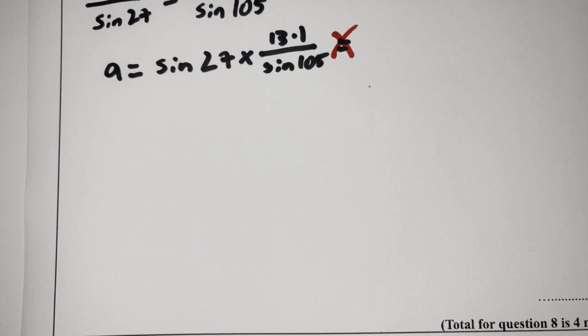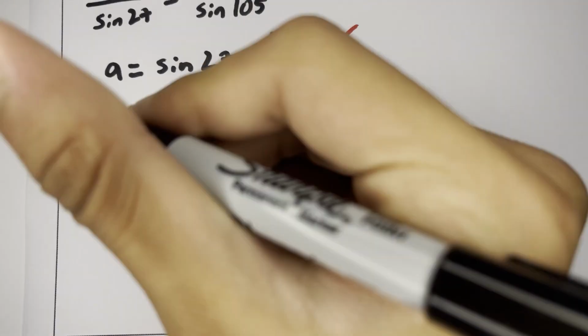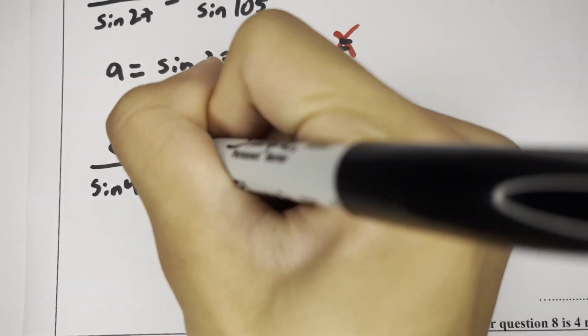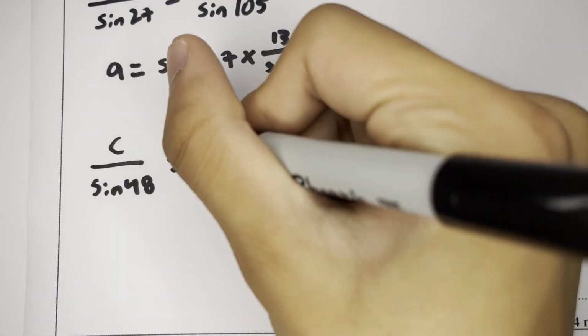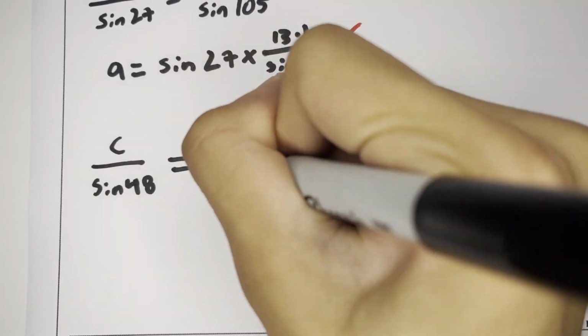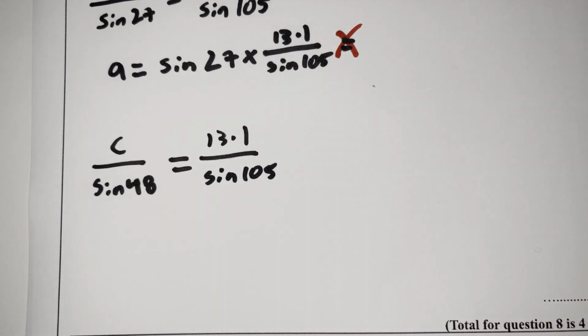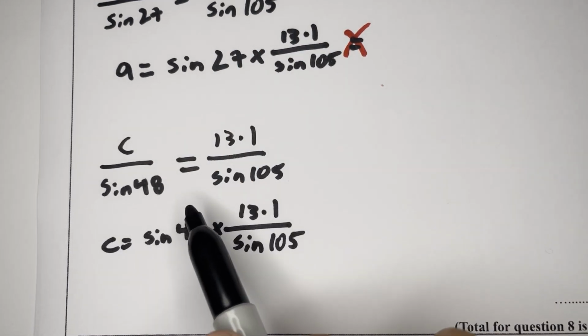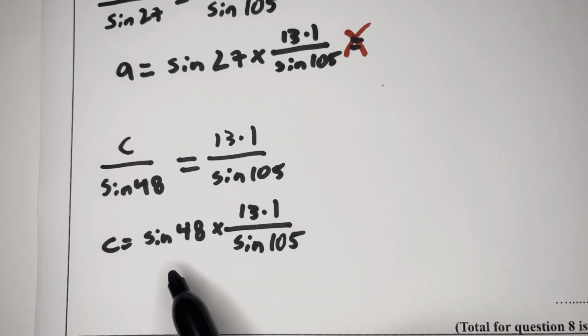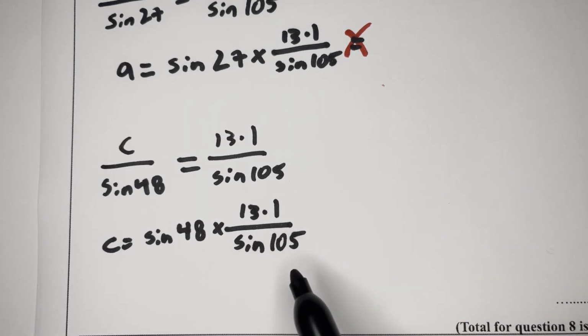Next, to work out side C, we'll be using C over sine 48, since that's angle C, which equals 13.1 over sine 105, since that's equal to B over sine of angle B. We multiply both sides by sine 48, and we get this expression for C. Again, we'll leave it in this form and not simplify at this point.